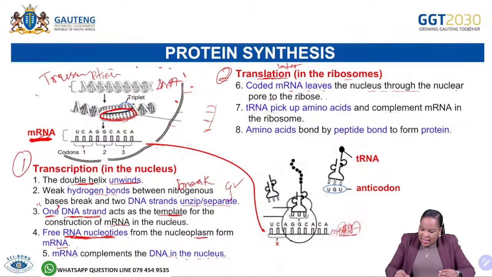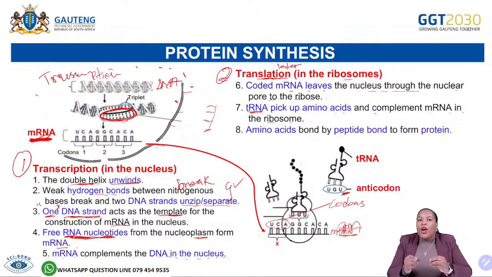Right, once it attaches there, look at what happens. tRNA is going to pick up the amino acid and complement the mRNA in the ribosome, meaning this tRNA is going to bring the required anticodon. What you must also remember is that the triplet bases that you find on an mRNA are called codons. I think you all remember that. And then the triplets that are found on a tRNA, or the 3 consecutive nitrogenous bases on a tRNA, are called the anticodons. And then the anticodons are complementary to the codons on mRNA.